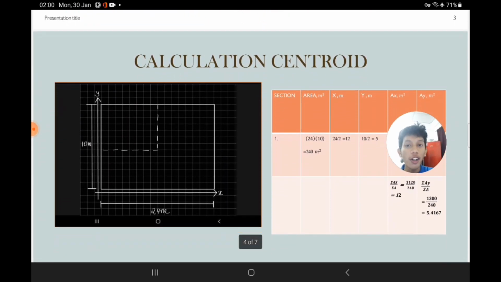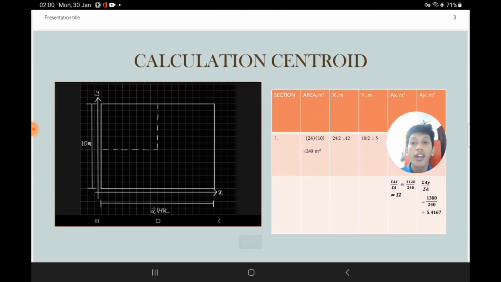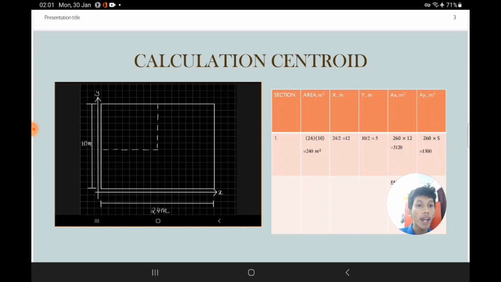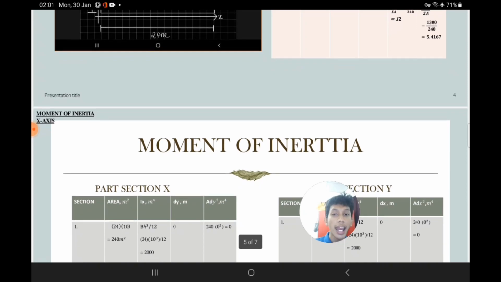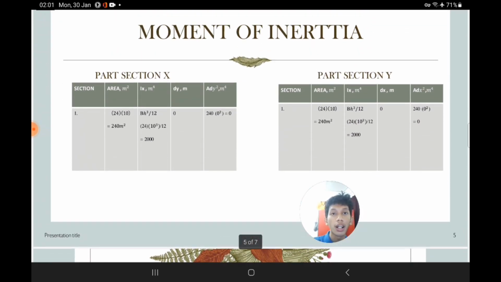Moving on, calculation of the centroid. Since the gate is a rectangular area, section 1 is 24 times 10, which is 240 meter squared. For the x value, 24 divided by 2 gives the midpoint or the center of the gate, which is 12. For the y value, 10 divided by 2 is 5, and Ax equals 260 times 12, which is 3120, and divided by 240 you get 12. For the Ay value, 260 times 5 is 1300, and when divided by 240 is 5.4167.